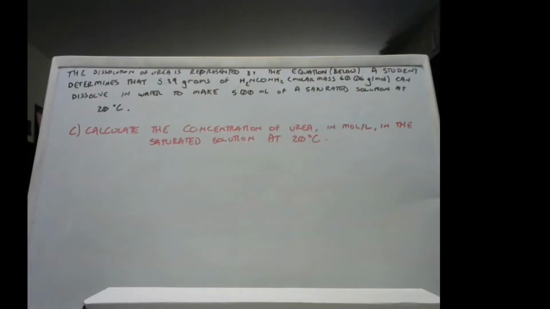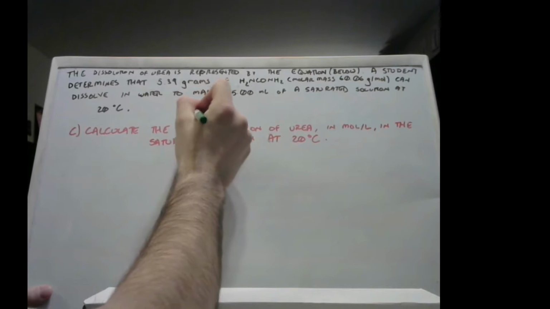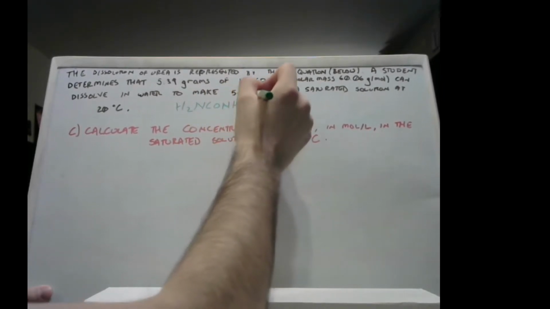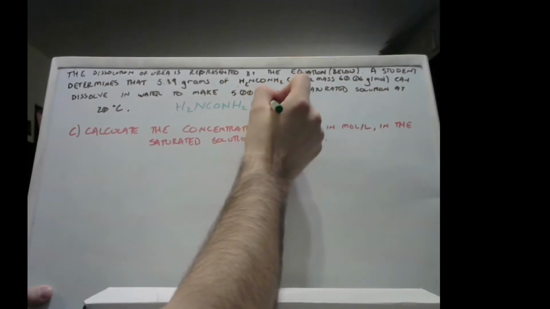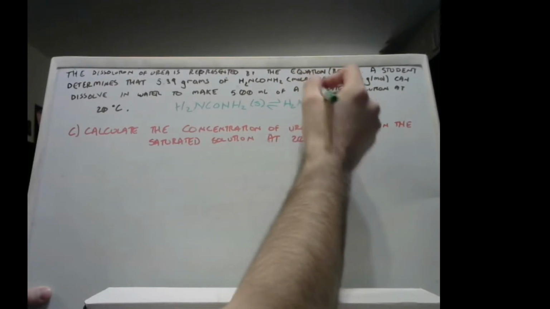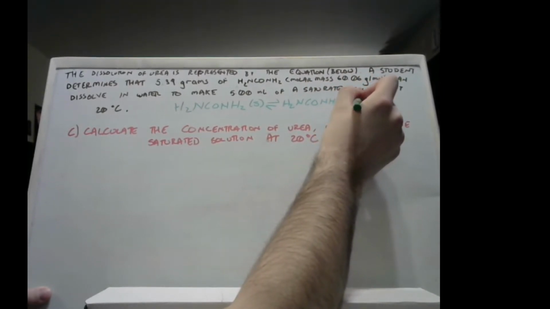Okay, the question then goes on to C. C states first, the dissolution of urea is represented by the equation. It says above, but we're going to put it below. Let's go ahead and write this equation in. H2NCONH2 solid goes to H2NCONH2 aqueous.